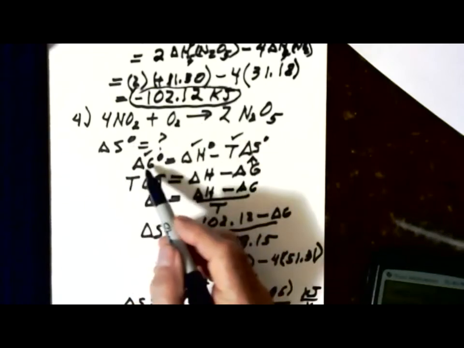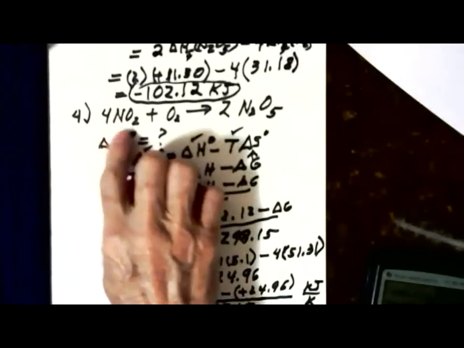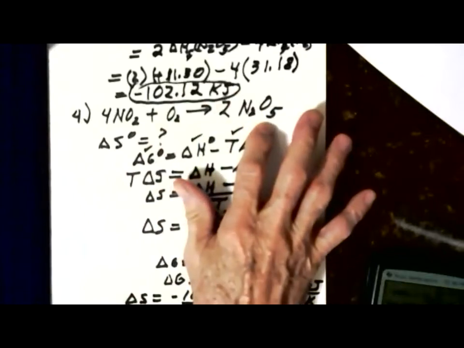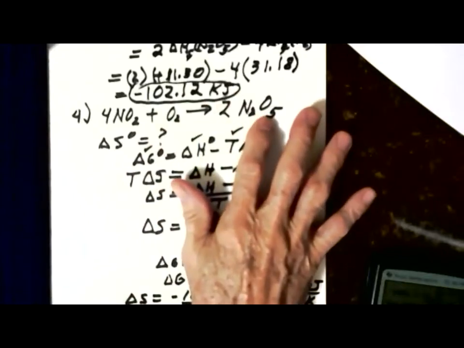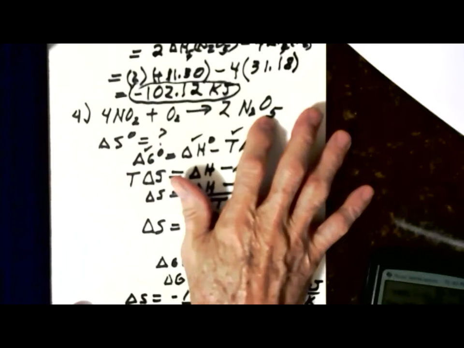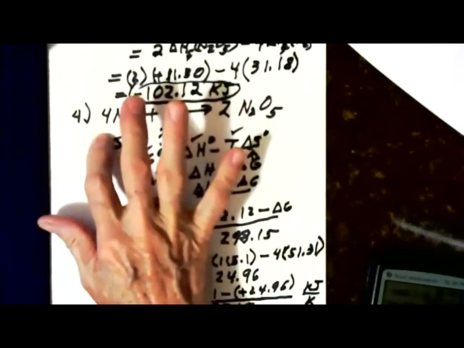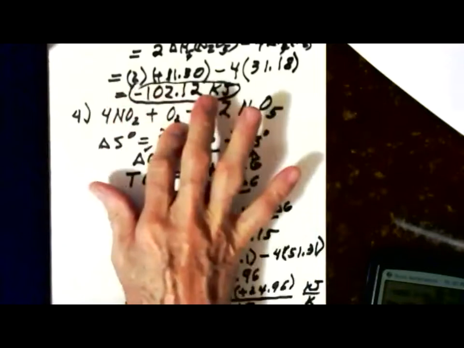Delta G is delta H minus T delta S. I do think the sign of delta S is correct, because if I look back up here at the reaction, I've got 5 moles of gas going to 2. So that's a decrease. It's becoming more ordered. So the disorder of the product minus the disorder of the reactant is going to be negative. So I think the sign's correct.